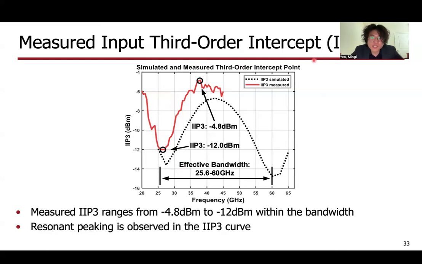Here, the IIP3 of our LNA has been measured with a Rohde & Schwarz ZVA67. We were able to obtain a maximum IIP3 of negative 4.8 dBm and a minimum IIP3 of negative 12 dBm within the measured bandwidth.